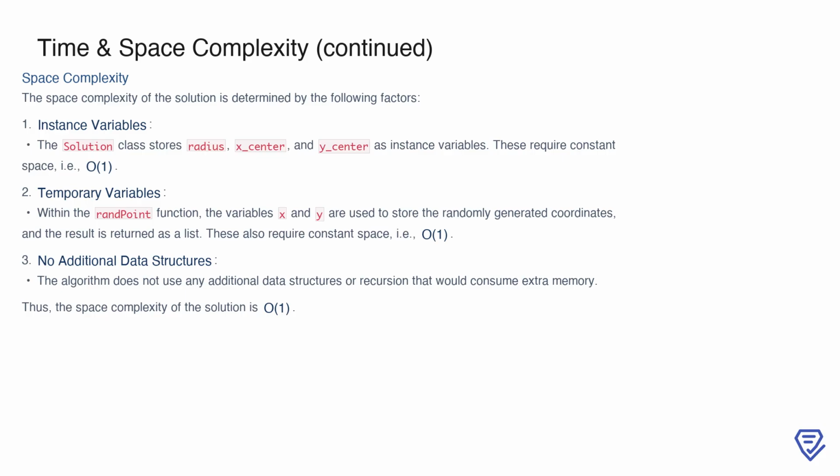Now, let's discuss the space complexity of the solution. The solution class maintains three instance variables, radius, x_center, and y_center, which are used to define the circle. These variables require constant space, or O(1). Inside the randpoint function, we use temporary variables x and y to store the coordinates of the randomly generated point, and the result is returned as a list.